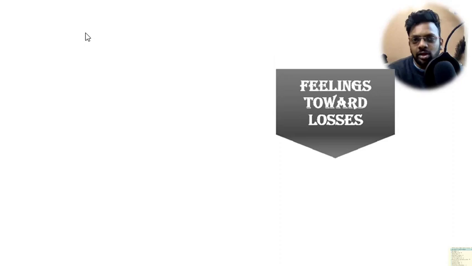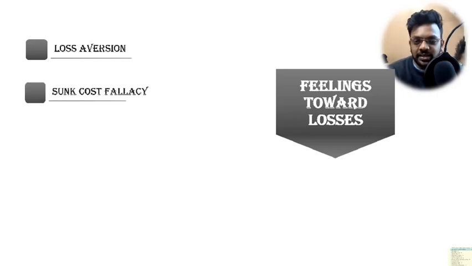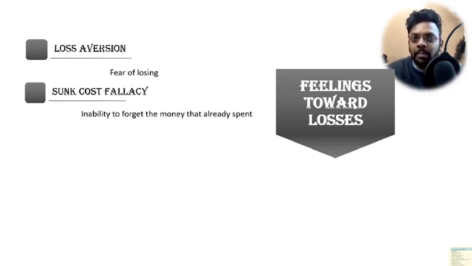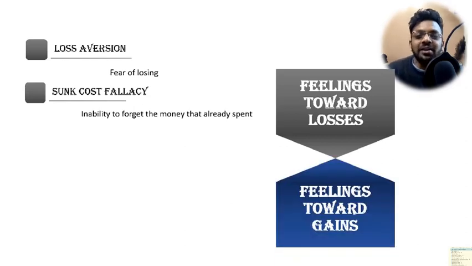First, let's understand what loss aversion and sunk cost fallacy are. Feelings towards losses can be of 2 types. One is loss aversion and the second is the sunk cost fallacy. Loss aversion is nothing but the fear of losing something, and the sunk cost fallacy is the inability to forget the money that has already been spent. Earlier we would have made an expenditure, and we make decisions based on the money which is already spent.